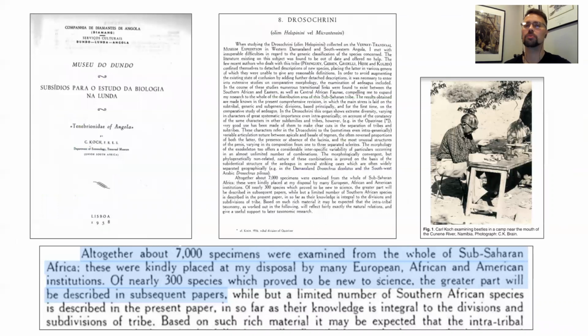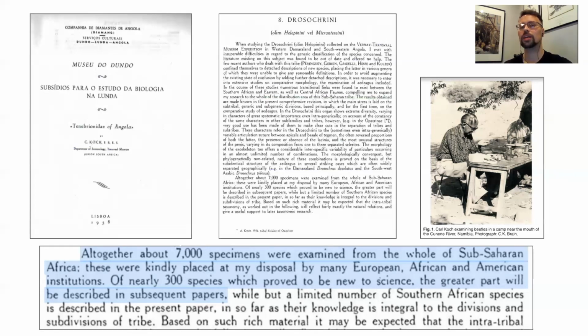The most comprehensive revision of the beetles currently classified within Helopinina was made by Carlo Koch. And here is my favorite quote from his publication. "Altogether, about 7,000 specimens were examined from the whole of sub-Saharan Africa. These were kindly placed at my disposal by many European, African, and American institutions. Of nearly 300 species, which proved to be new to science, the greater part will be described in subsequent papers."